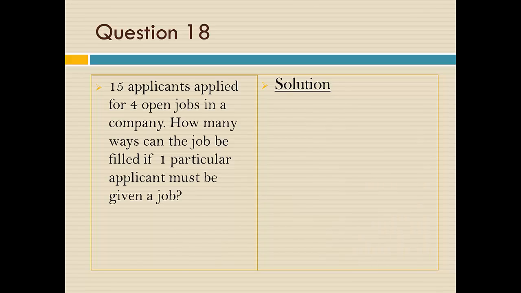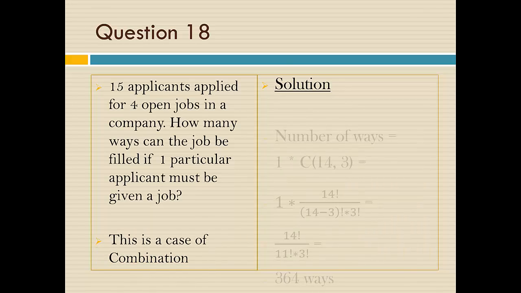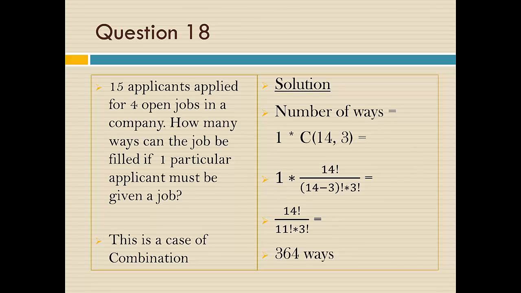So when you have one person who has a phone call, you must give this person this job. So one person has got the job in one way. So the next, you now have 14 people competing for 3 jobs. So this will be one way, when the one person gets the job, times 14 combination 3, and it will give you 364 ways.